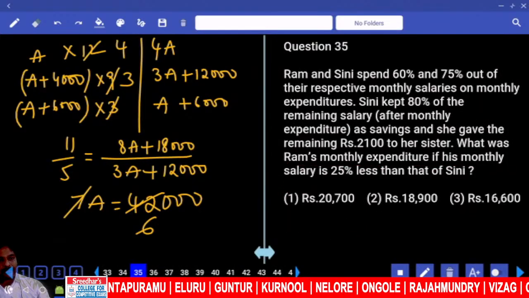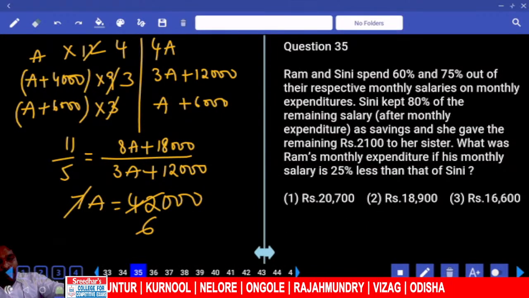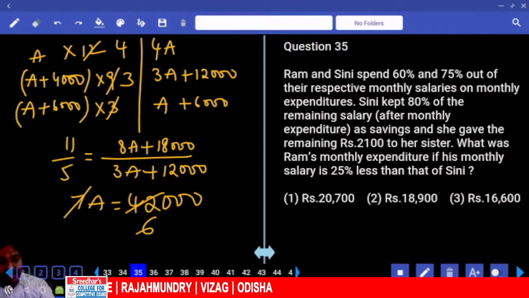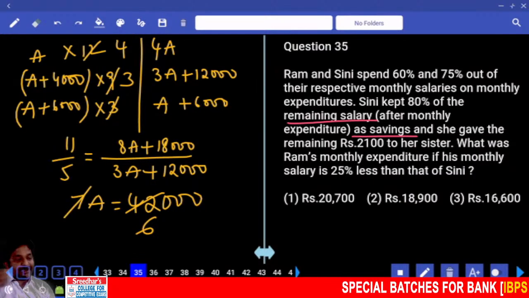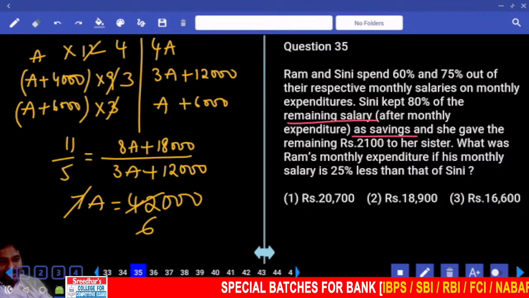Next. Ram and Sini spent 60% and 70% out of their monthly salaries on monthly expenses. Sini kept 80% of the remaining salary after monthly expenditure as savings, and she gave the remaining 2,100 to her sister. What was Ram's monthly expenditure if his monthly salary is 25% less than Sini's?